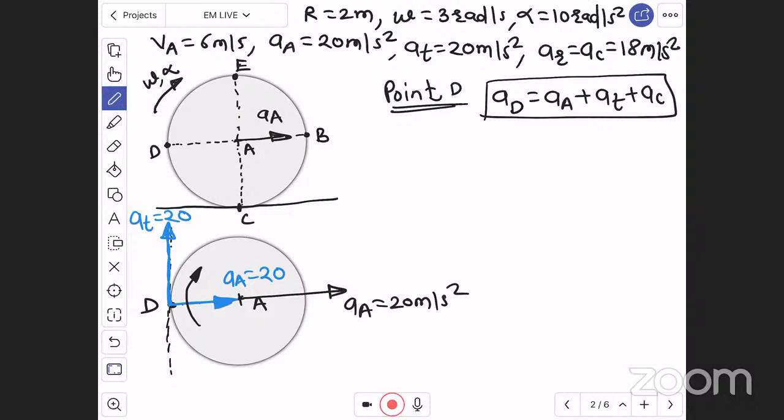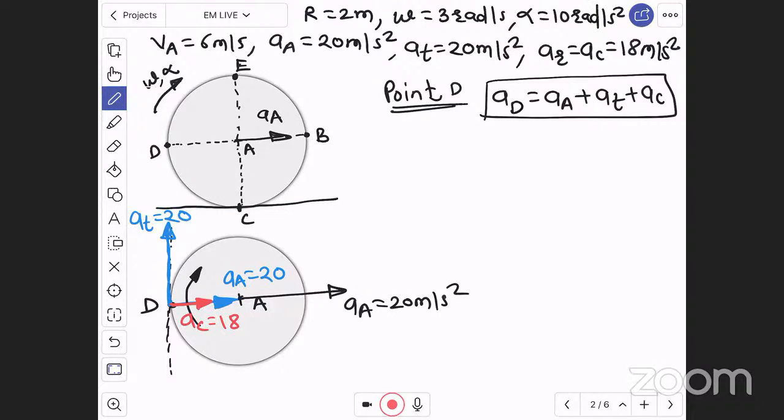And radial acceleration is towards center along radius. Radial acceleration, also called centripetal acceleration, is towards center along radius. This AC is 18.